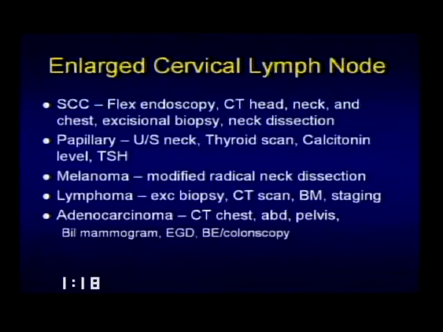If it shows an adenocarcinoma, you're going to do the CT of the chest, the abdomen, the pelvis. You're going to think about breast cancer. You're going to think about colon cancer, gastric cancer, and you're going to work that up accordingly. Obviously, if that's what you identify, you have stage 4 disease. These patients are going to get a primary resection of whatever you identify as their primary cancer, followed by systemic chemotherapy.